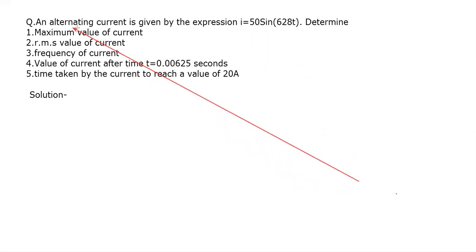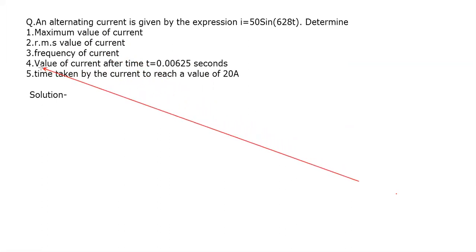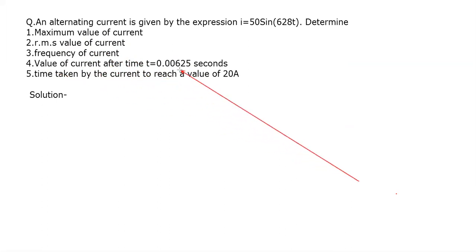An alternating current is given by the expression I is equal to 50 sin 628t. ये करंट की हमको इक्वेशन दी हुई है and we have to get the maximum value of current, RMS value of current, frequency of current, value of current after time 0.00625 second, means instantaneous value of current, because here the instant is given, time is given. Time taken by the current to reach a value of 20 ampere. Okay, so let us start.